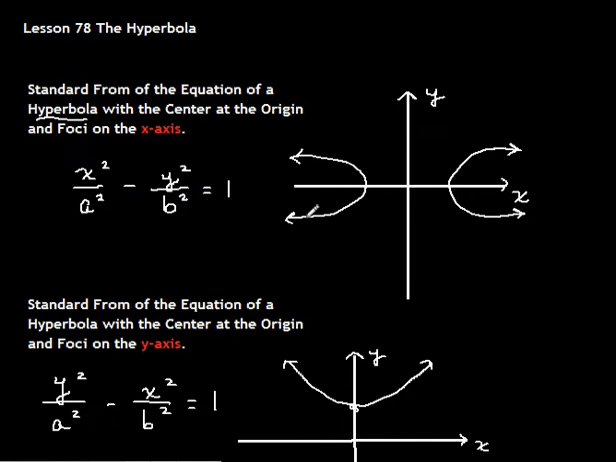Now there are two different forms of the equation. The standard form with the center at the origin and the foci on the x-axis has the x part first. The way you can think of it is that the hyperbola is symmetric around the x-axis. The points right here and right here are on the x-axis. That would be your foci.